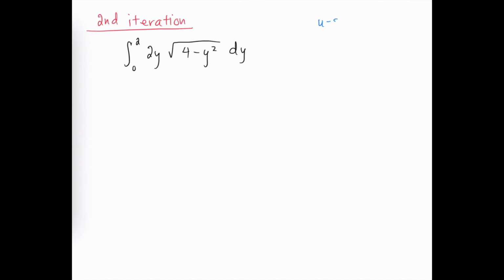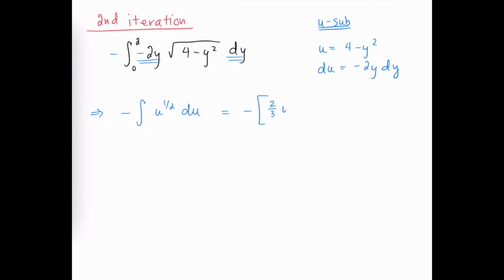And thankfully, this can be evaluated using a simple u sub. We're going to let u be equal to 4 minus y squared, so that du is equal to negative 2y dy, and we can create that du by multiplying by negative 1 in here, and then another negative 1 out here to cancel each other out, so that we have negative 2y dy in our integrand. That's just our du. So when we change everything over to u, we end up with negative u to the 1/2 power du. And this antiderivative is going to be 2/3 u to the 3/2.